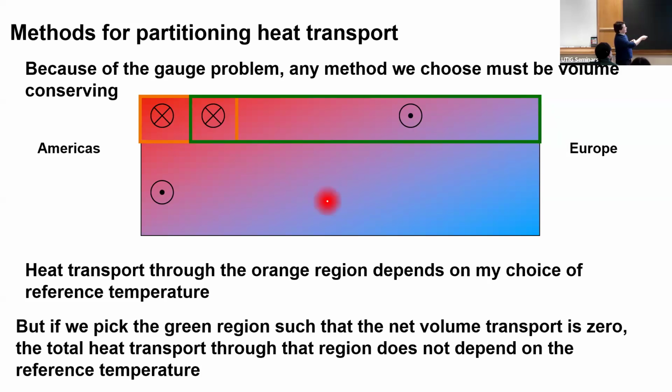Whereas if we pick a region where the total volume flowing through that region is 0, then we don't have to worry about this, and we're good. So basically, we should always divide our flow into sections where the total transport through that piece is 0. And all of the following methods do that.